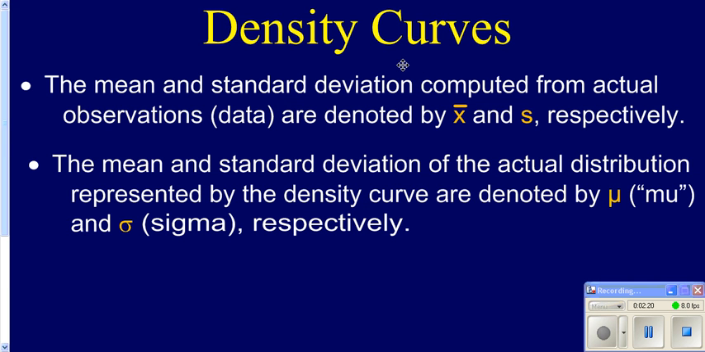When you're dealing with these density curves, you're going to be coming across an x bar and an s, a mu, and a sigma. x bar and s are always the mean and standard deviation that you get from your sample or from your data. Whenever you're dealing with the whole population, you're dealing with a mu for your mean and a sigma for your standard deviation.